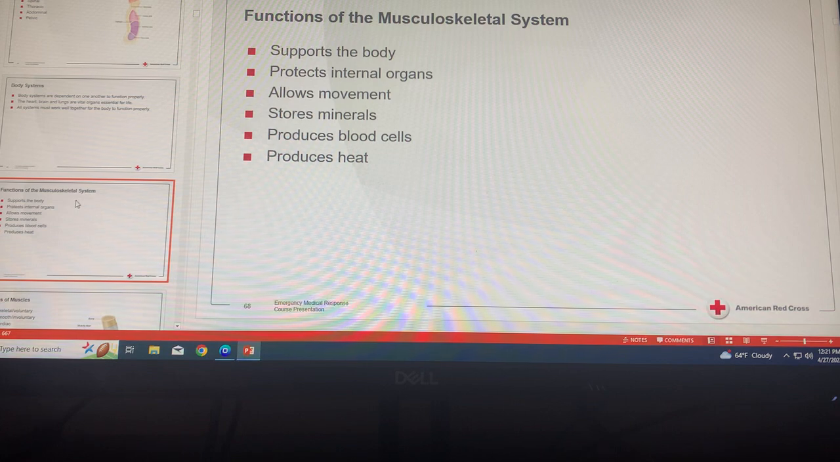So here are functions of the musculoskeletal system. The musculoskeletal system supports the body, protects internal organs, allows movement, stores minerals, produces blood cells, and produces heat.